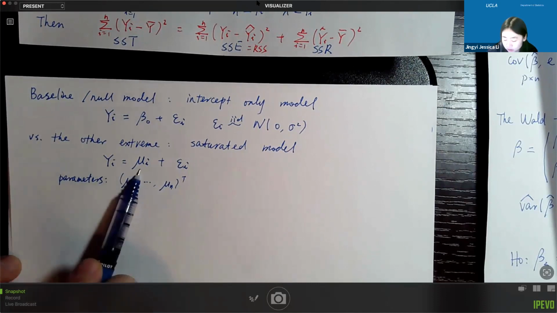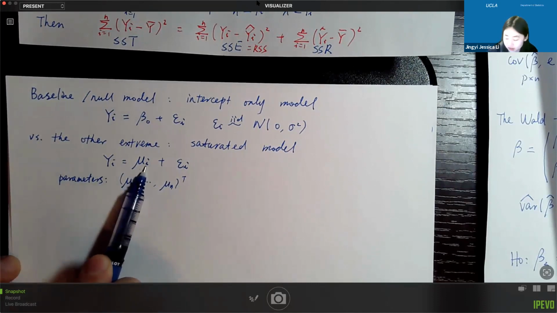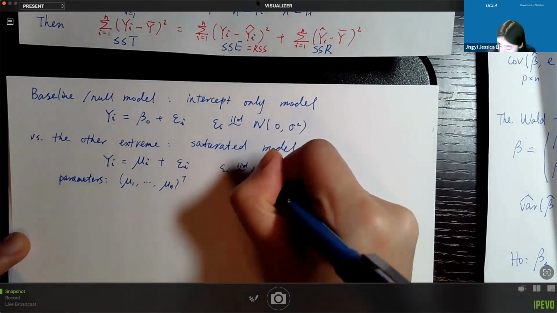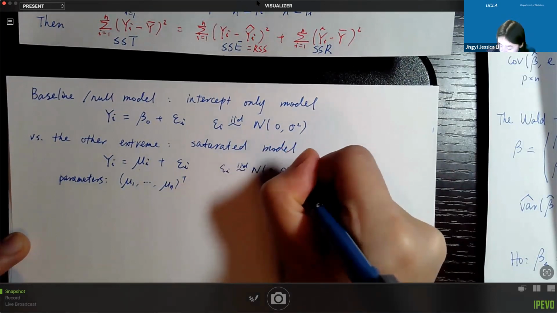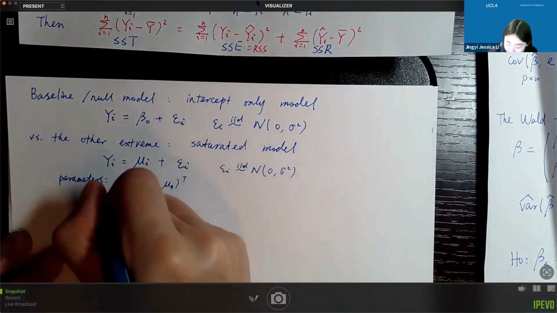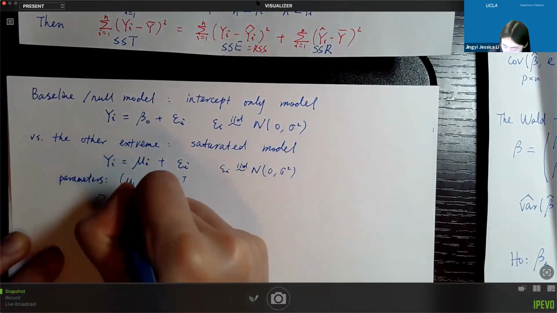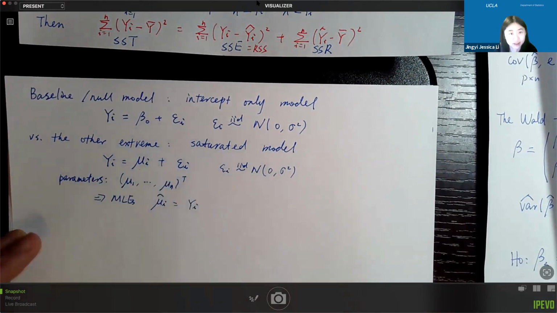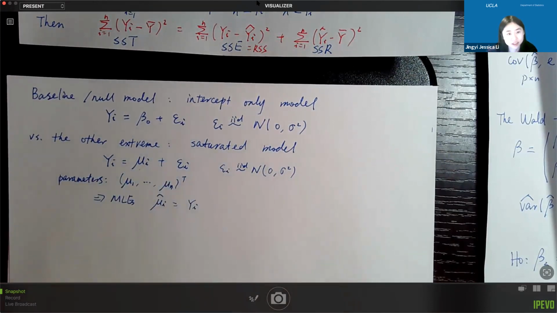Then what would be your MLE? If you still have this assumption on epsilon i, then clearly the MLE, mu i hat, in this case, is just your yi. Basically, you're not making any change to your data. Your fitted value would just be your observed value. So it seems to be meaningless, but it serves as the other extreme for us to evaluate our linear model.